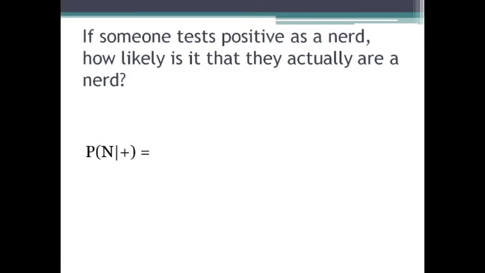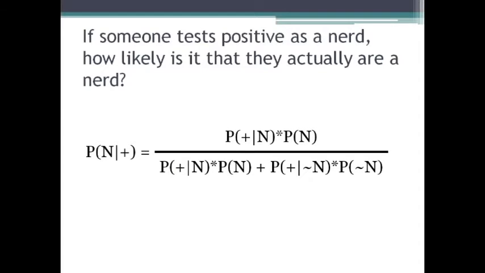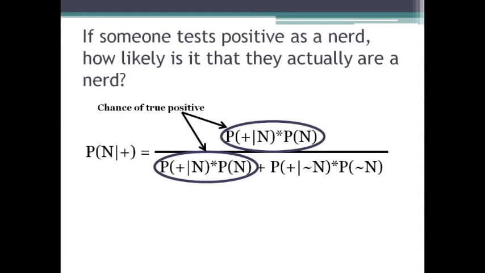So let's apply this to our situation. What's the probability of a nerd, assuming the test comes back positive? Well, here it is translated: probability of a positive result, assuming they're not a nerd, times the probability of a nerd, etc., etc. Probability of positive result, assuming they're not a nerd. This right here is our chance of a true positive in this particular example. And this right here is our chance of a false positive. Again, this is just for this example.